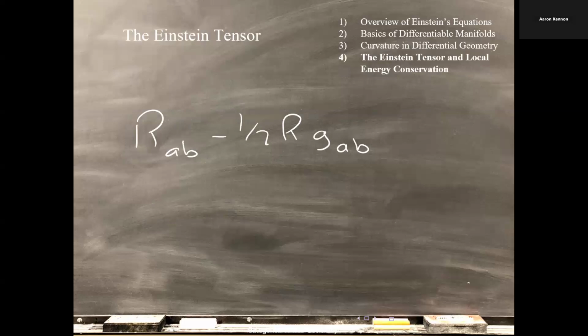Right. So now we've introduced all of the curvature ingredients, and what we do is consider this particular combination of the curvature: the Ricci curvature minus 1/2 the scalar curvature times the metric. This is what's called the Einstein tensor, and this is the left-hand side of the Einstein field equations, assuming there is no cosmological constant.